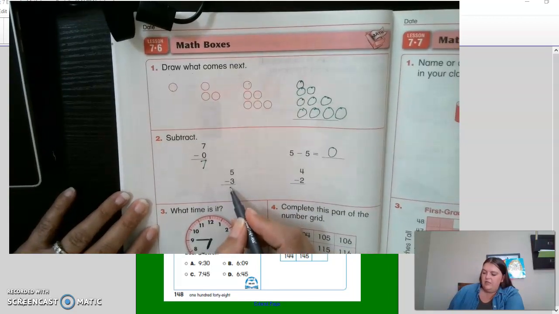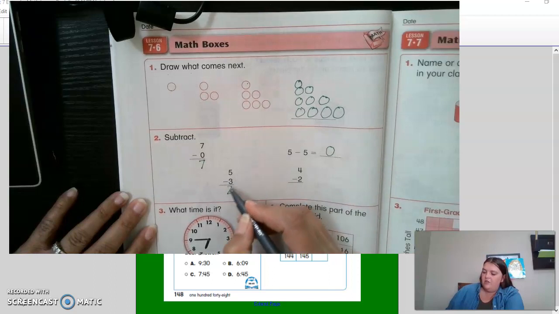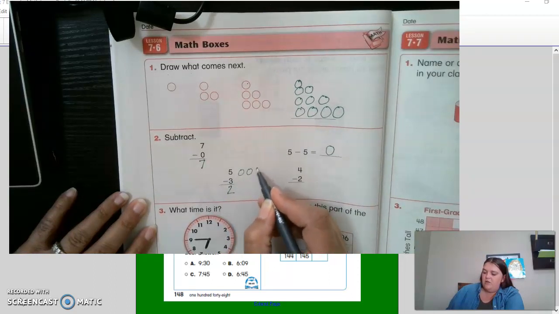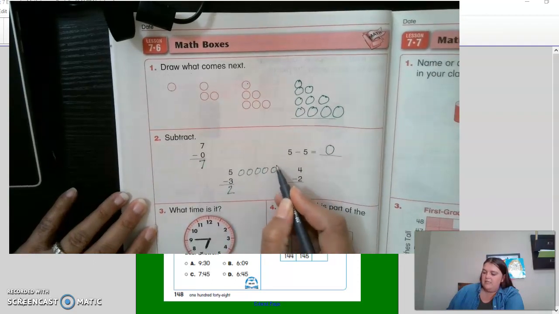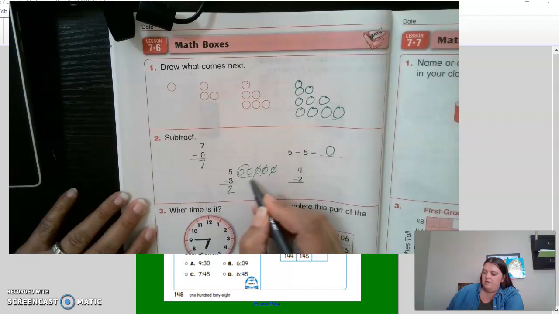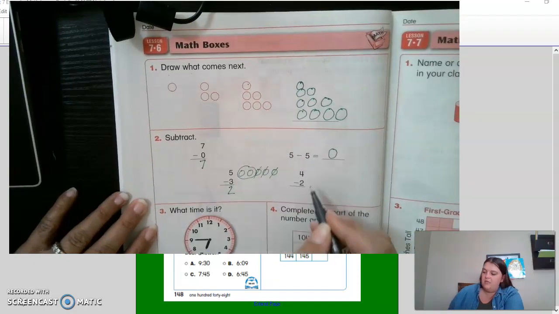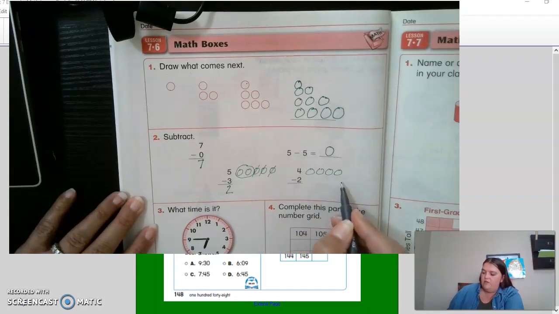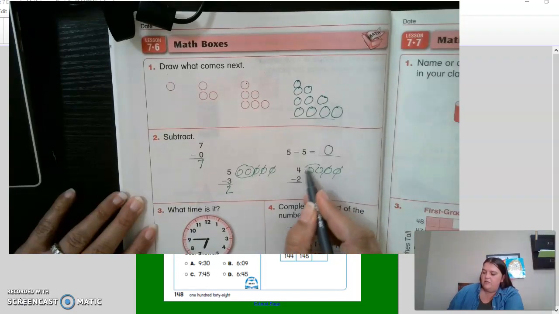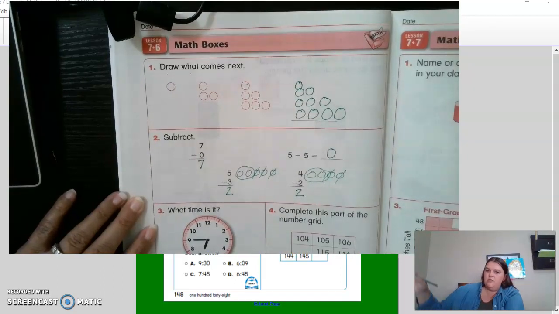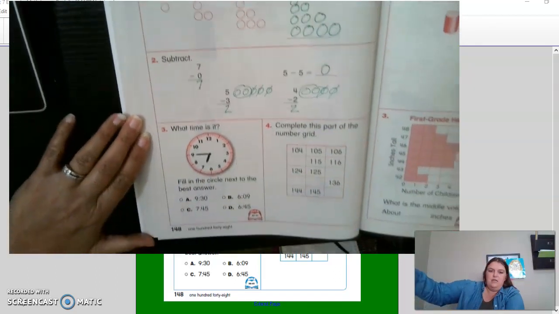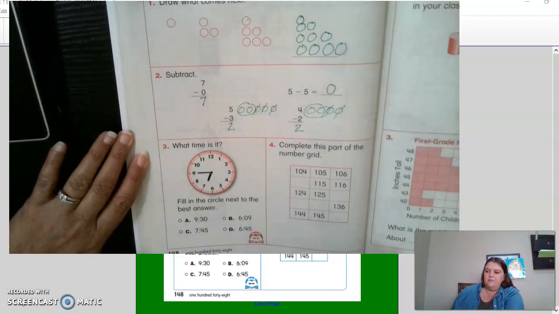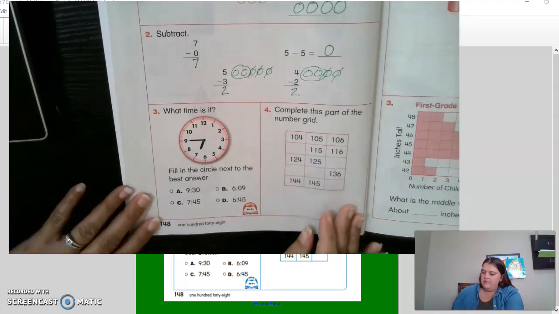5 minus 3, 5, 4, 3, 2. If you're not sure about this, draw out 5 things and take away 3. What you have left would be the 2. And then 4 minus 2, if I have 4 circles and I take away 2, my answer is 2.